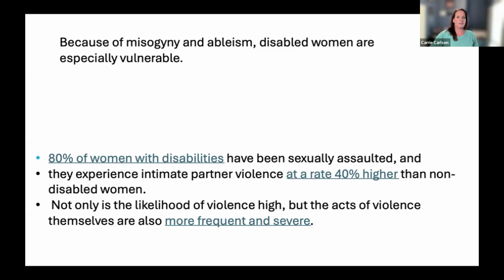That bullet should not be there. And they experience intimate partner violence at a rate 40% higher than non-disabled women. And not only is the likelihood of violence high, but the acts of violence themselves are also more frequent and severe.